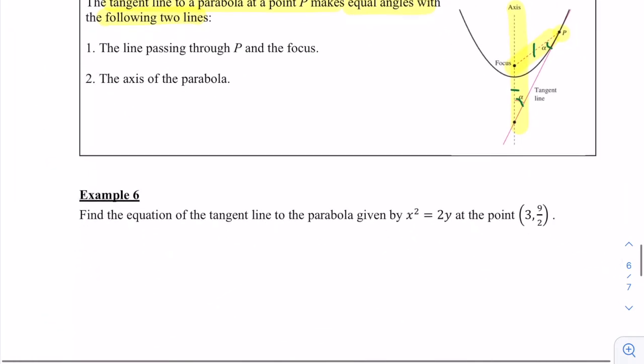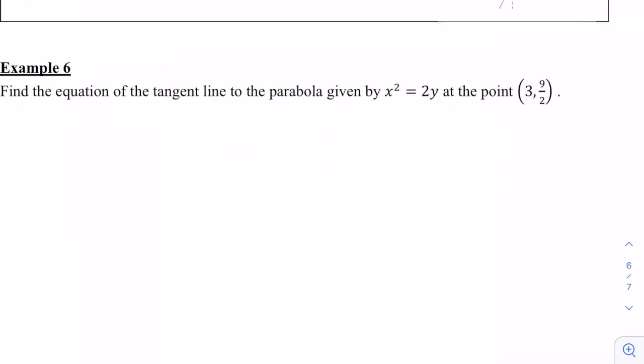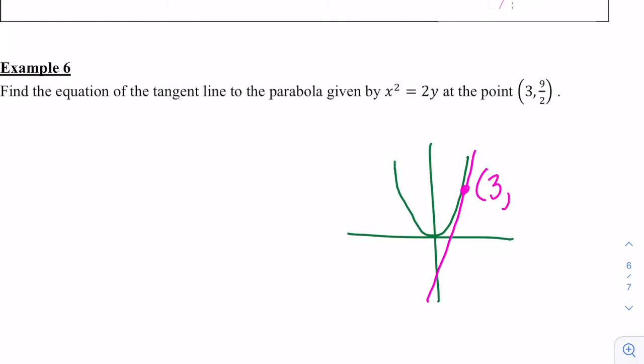All right, so we're going to use that knowledge to write the equation of the tangent of a parabola given by x squared equals 2y at the point (3, 9/2). I'm just going to sketch this really quickly. It's going to be just like this. And I'm going to use a different color and just say that this is (3, 9/2). Just like we have the reflection property, the focus would be here, and these would be equidistant, or equal length.